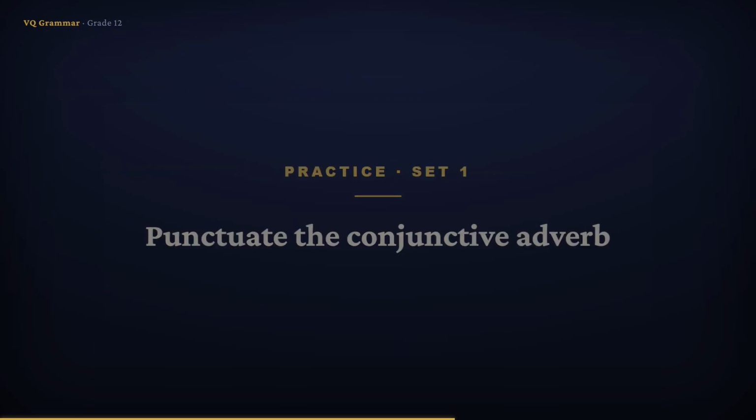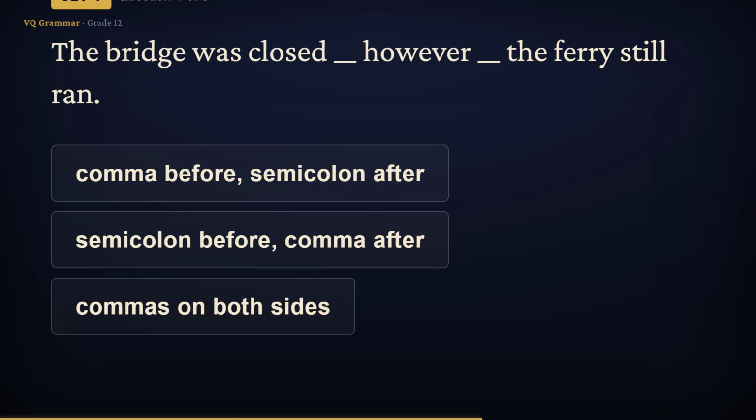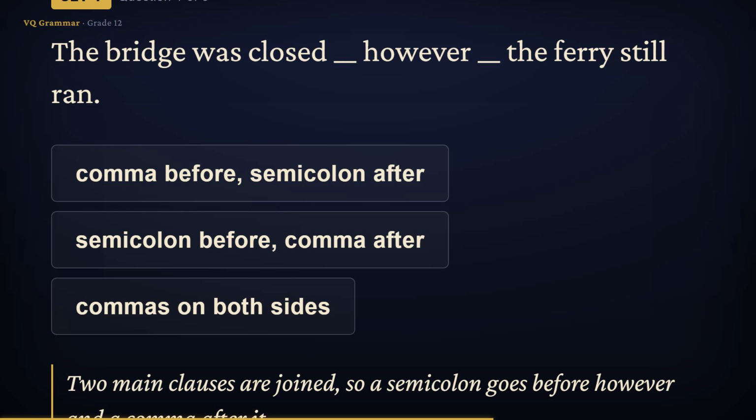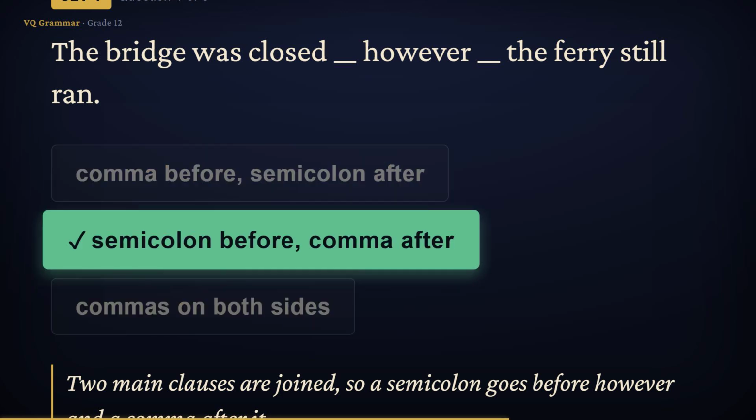Let's practice. In this first set, each sentence uses a conjunctive adverb to join 2 main clauses. Your job is to choose the punctuation that belongs right where the adverb sits. Pause the video and decide before I reveal each answer. Here we have 2 complete sentences. The bridge was closed and the ferry still ran, joined by however. Which marks belong around it? A semicolon before the conjunctive adverb and a comma after it. So the answer is semicolon before, comma after.